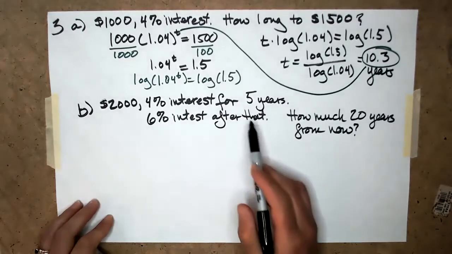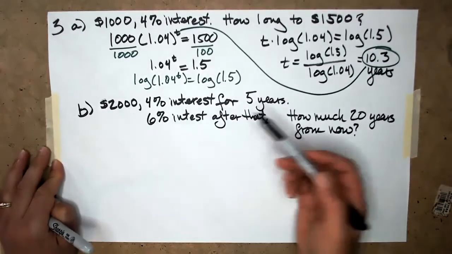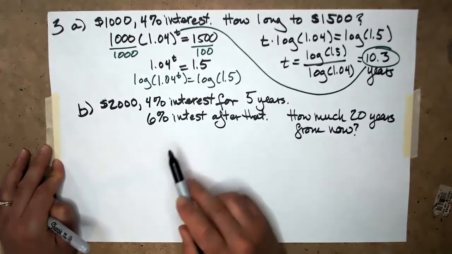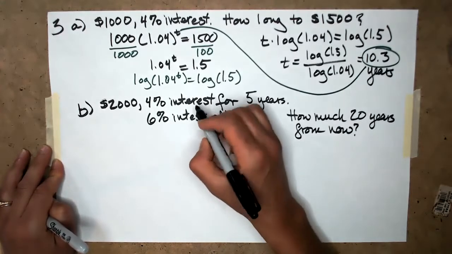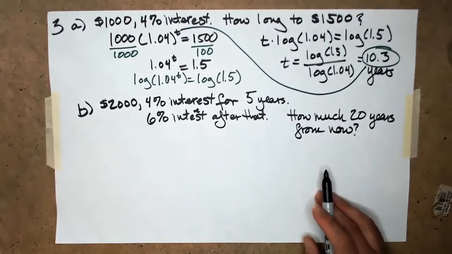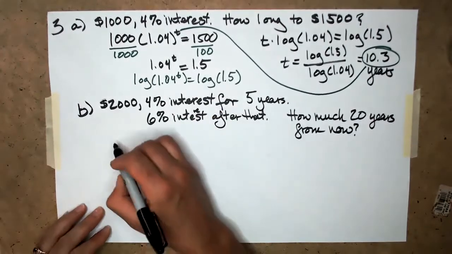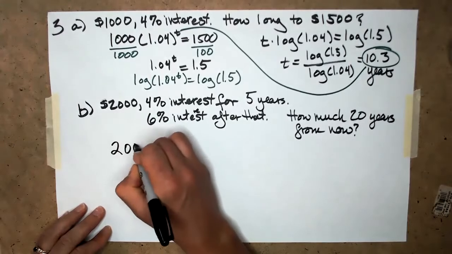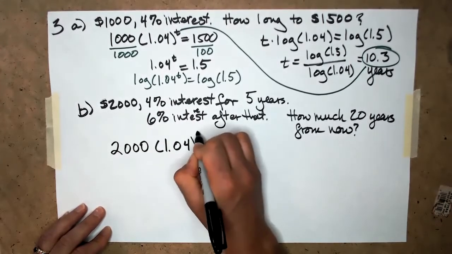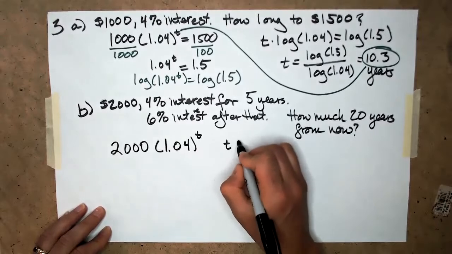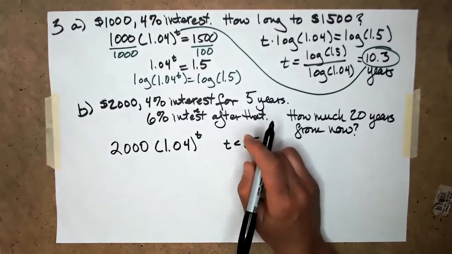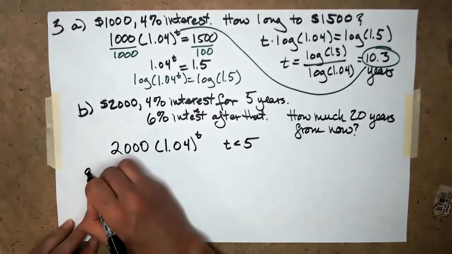The second problem is a little more complicated, except it doesn't ask you to solve for t, because you start out with $2,000, you get 4% interest for 5 years, and 6% interest after that. And it asks how much you're going to get 20 years from now. So I'm going to start with what would happen for the first 5 years. For the first 5 years, we get 2,000 times 1.04 to the t, as long as t is less than 5. And so let me just calculate what that is at 5 years.